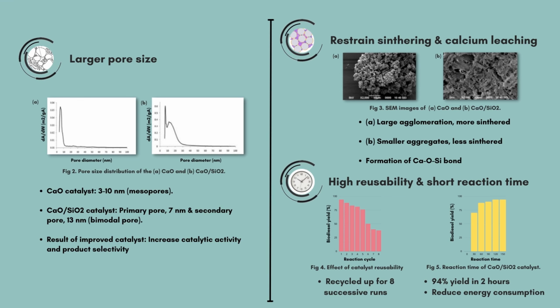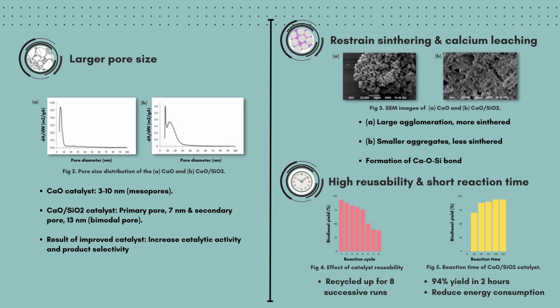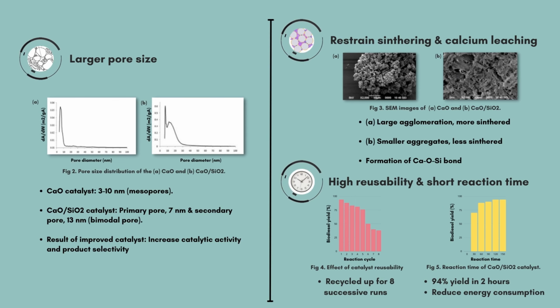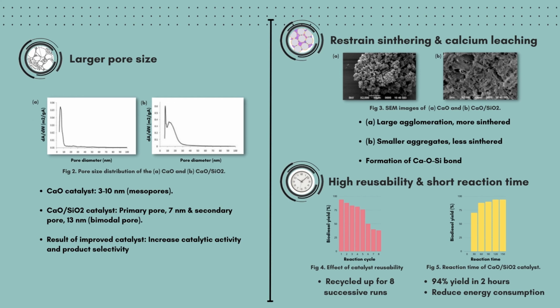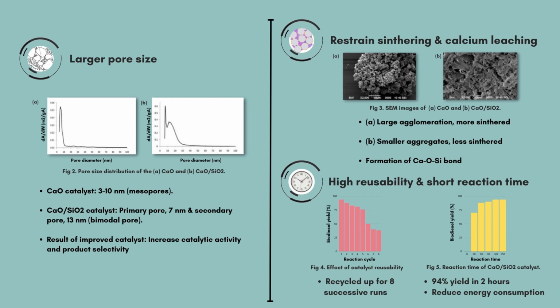The supported catalyst can form calcium-oxygen silicon bond that can prevent the leaching of calcium ions and unnecessary reaction with reactants. Lastly, it can be reused by 8 successive run and shorter reaction time. It is a simple and sustainable method as it can reduce the energy consumption.